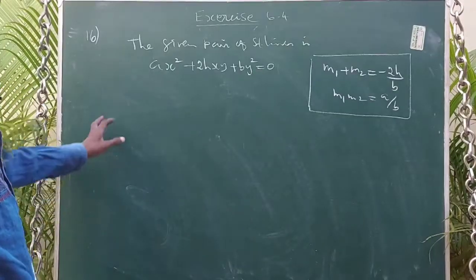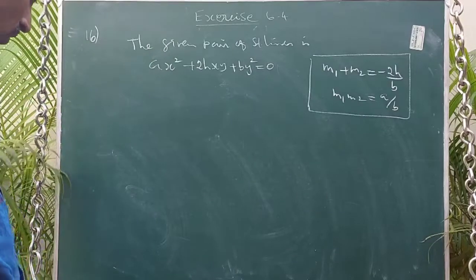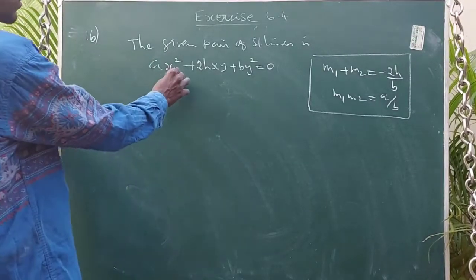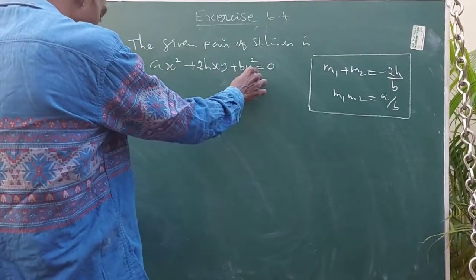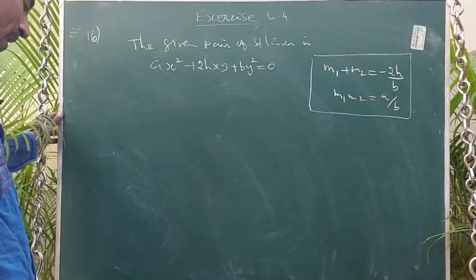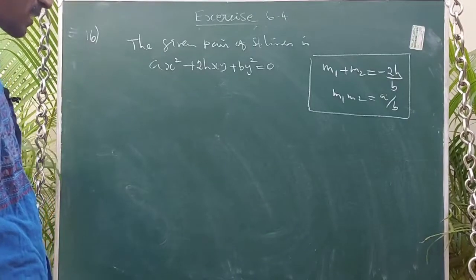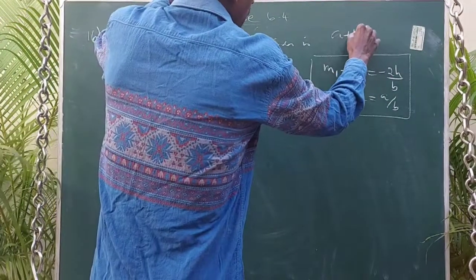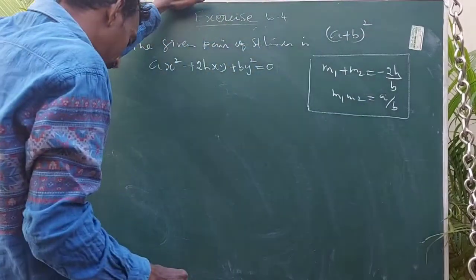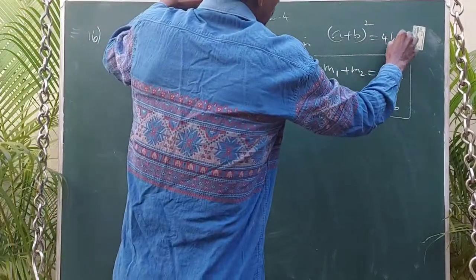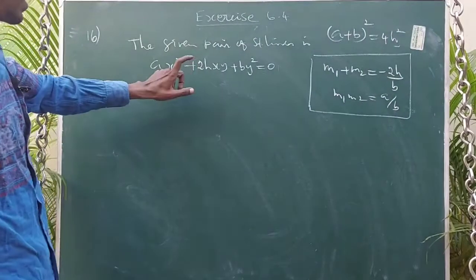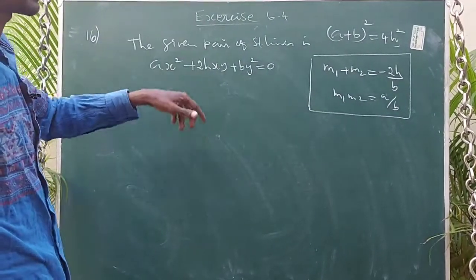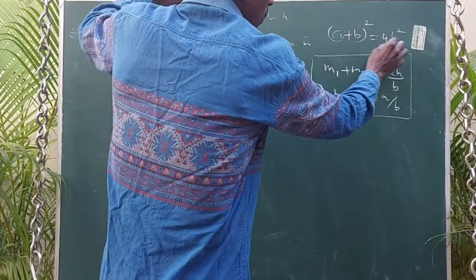My dear student, question number 16 in exercise 6.4. The question is, prove that one of the straight lines given by ax² + 2hxy + by² = 0 will bisect the angle between the coordinate axes if (a + b)² = 4h². The condition is given: for one of the straight lines of this pair to bisect the angle between the coordinate axes, (a + b)² = 4h².